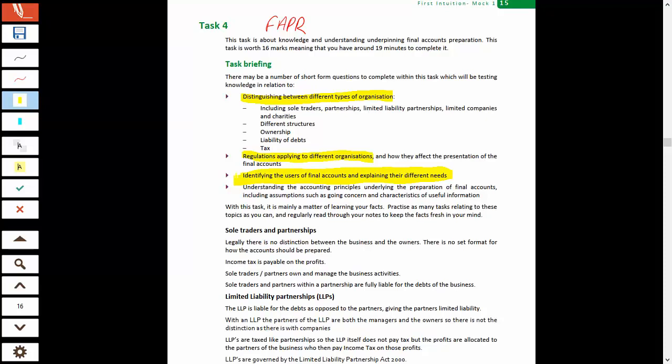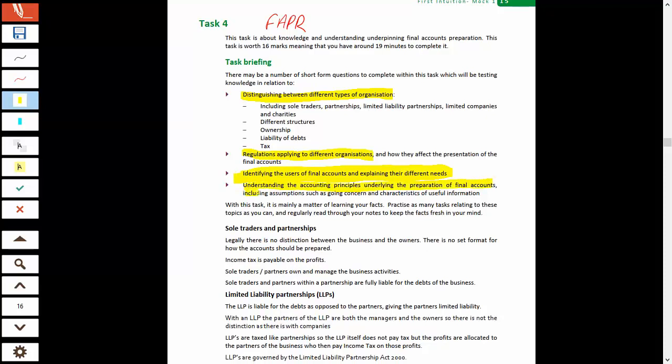And then we've got understanding the accounting principles underlying the preparation of final accounts, including assumptions such as going concern and the characteristics of useful information. Now we've seen going concern, we've seen how that sits in with the accruals basis, and the characteristics, fundamental and enhancing, which again does come up and trips a lot of people up. Make sure you take the time to reinforce them, because it isn't particularly difficult. It's more about memorization, because the descriptions are relatively short and sweet.